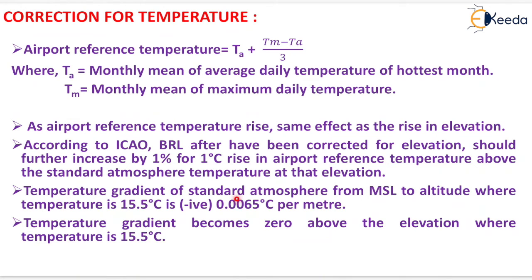Temperature gradient of standard atmosphere from MSL to the altitude where temperature is 15.5 degrees Celsius is negative, that is 0.0065 degrees Celsius per meter. Now the temperature gradient becomes 0 above the elevation where temperature is 15.5 degrees Celsius.